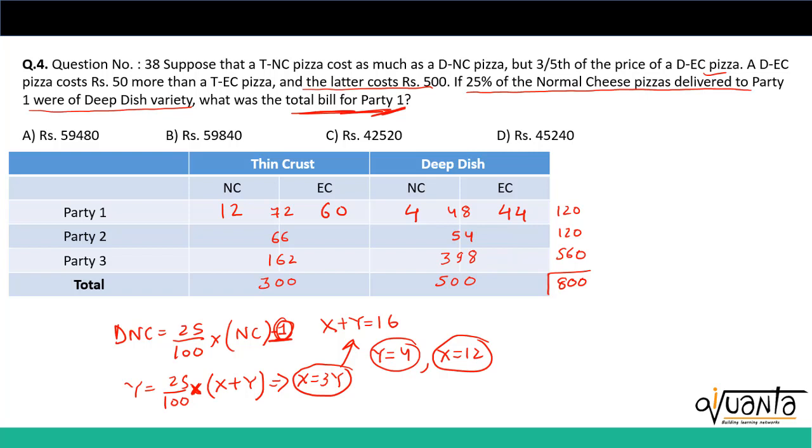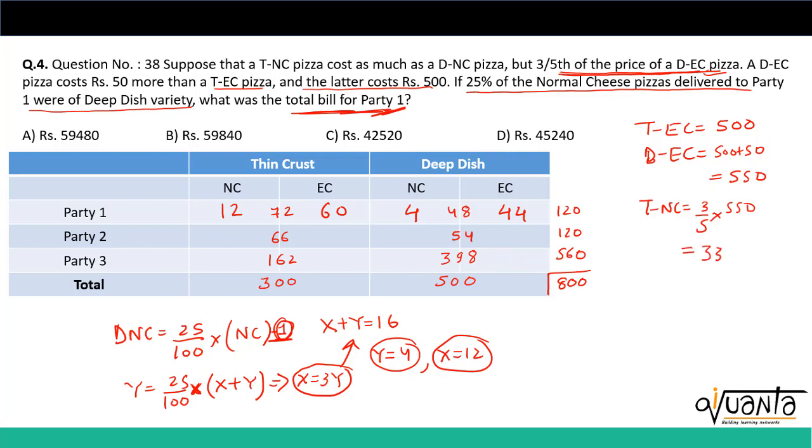Now let us handle the cost part. We have been given that the TEC pizza is 500. So you can write the TEC pizza as 500 rupees. The DEC pizza costs 50 more than TEC, that means 500 plus 50, which gives 550. So the DEC pizza costs 550. Now the TNC pizza costs 3/5 of the price of the DEC pizza. So 3/5 of 550 means one TNC pizza costs 330. DNC costs as much as the TNC pizza, so DNC will also be 330 rupees per pizza.